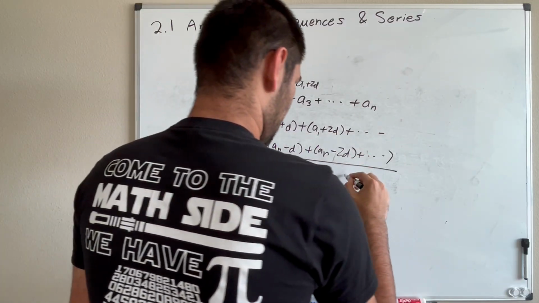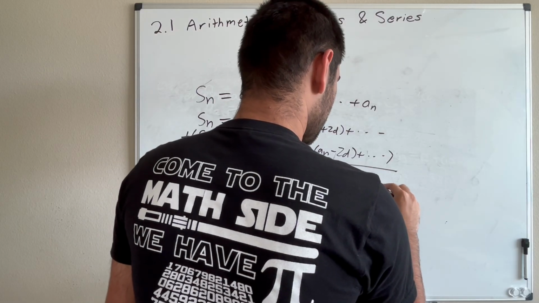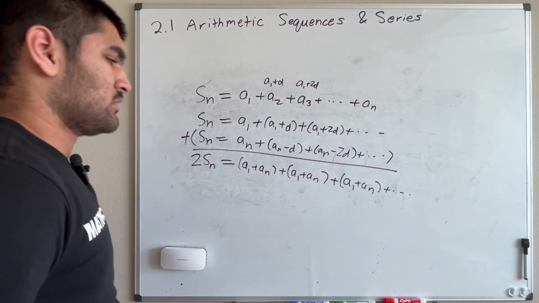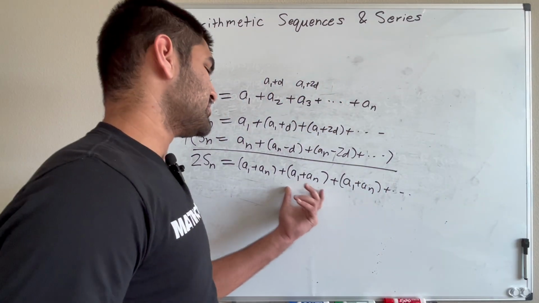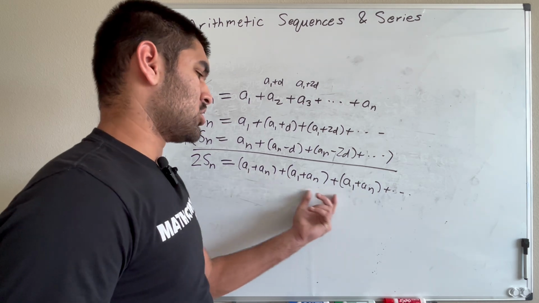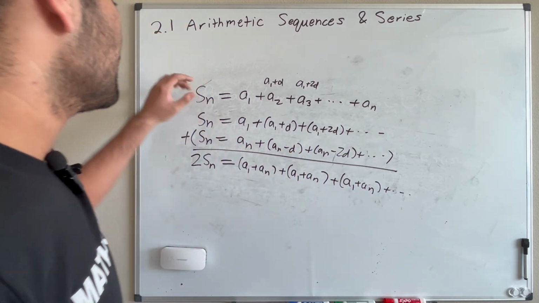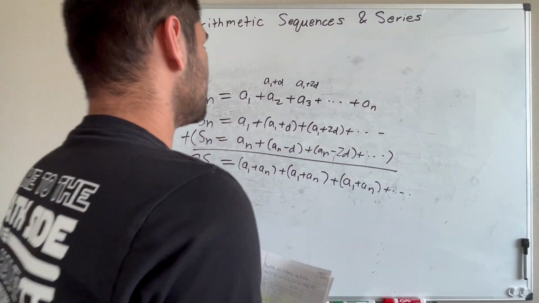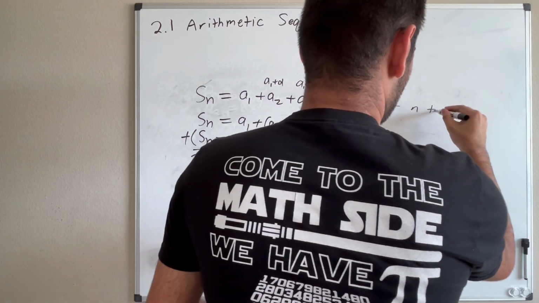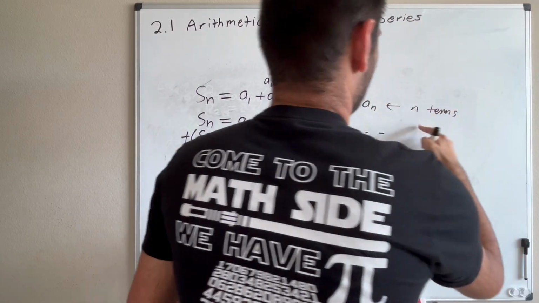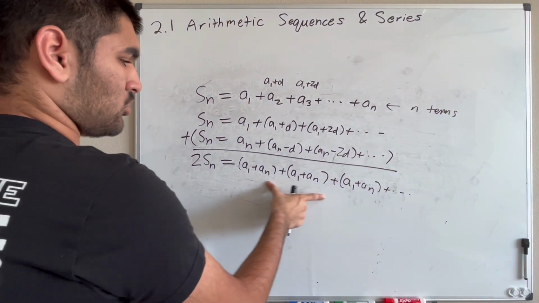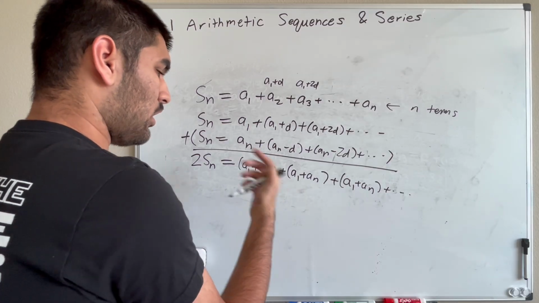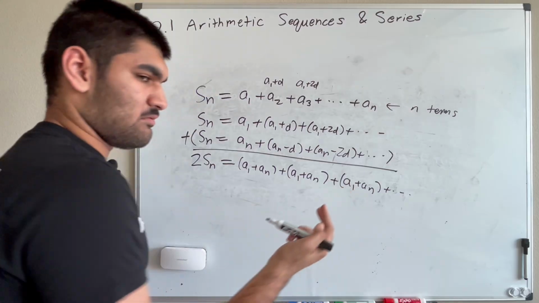And the same thing happens here, so you just have a1 plus an. And this just continues, right? So the question is, how many a1 plus an terms do you have? Well, in our original series, we went from a1 to an. So this has n terms, meaning that this should also have n terms. So if we have n of a1 plus an, how can you represent that mathematically?